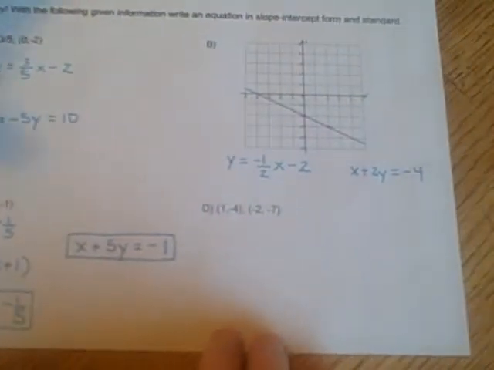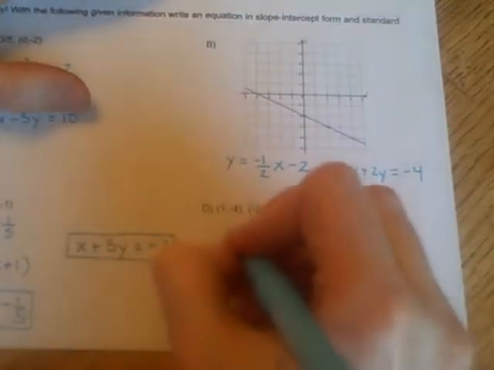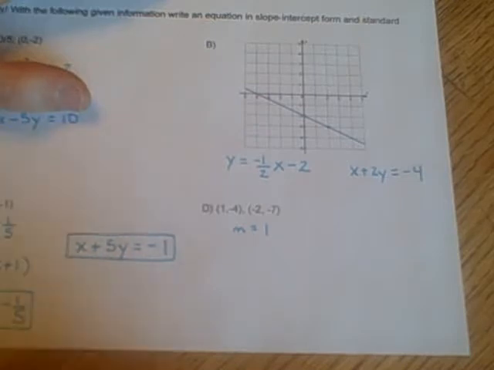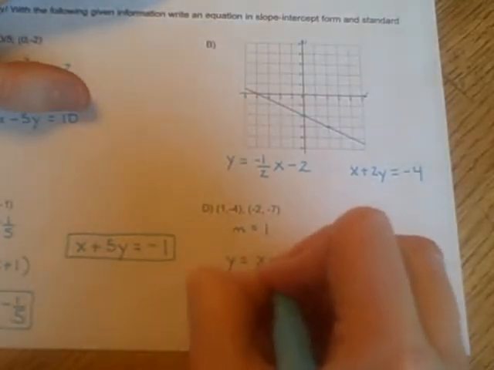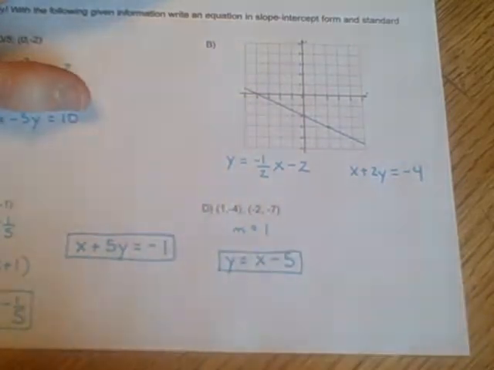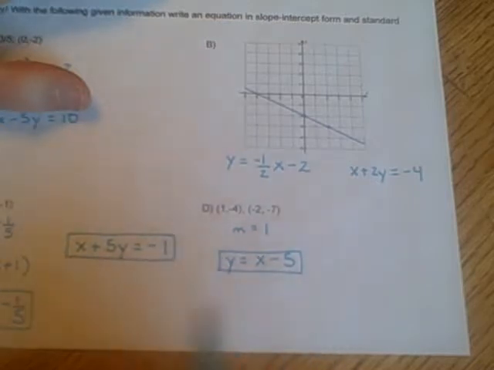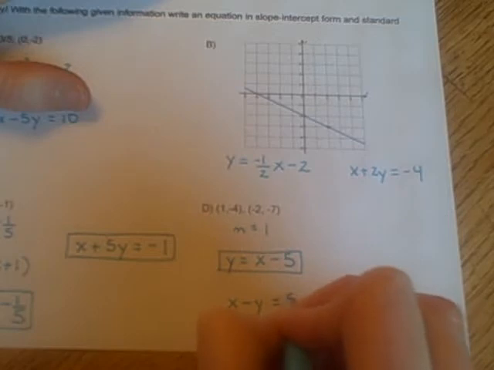All right, in part D, you need to calculate your slope first. It's not given. And you should end up with a slope of 1. When you plug it into point slope form, you rearrange it to slope-intercept. You should get y equals x minus 5. And then we want to rearrange it to standard form. Move your x over, get rid of the negative, and you'll end up with x minus y equals positive 5.